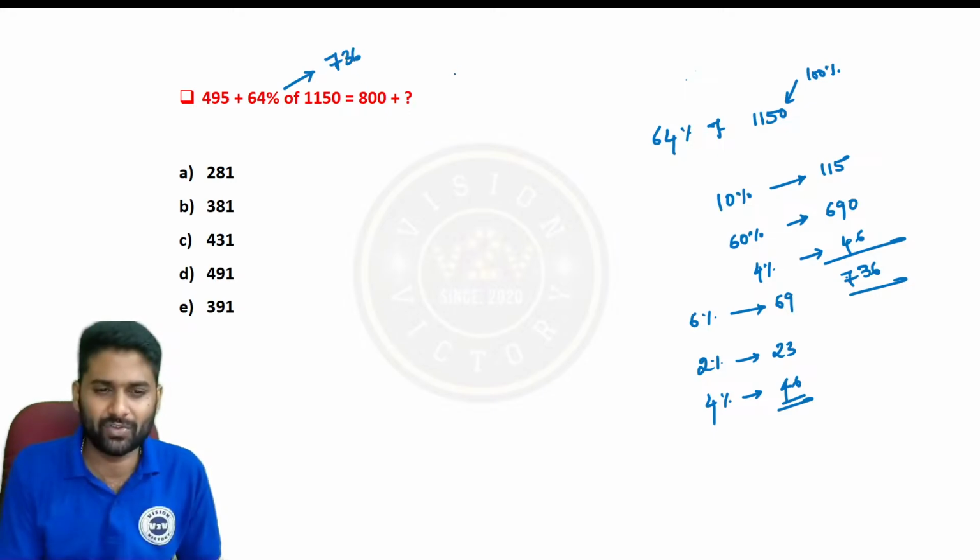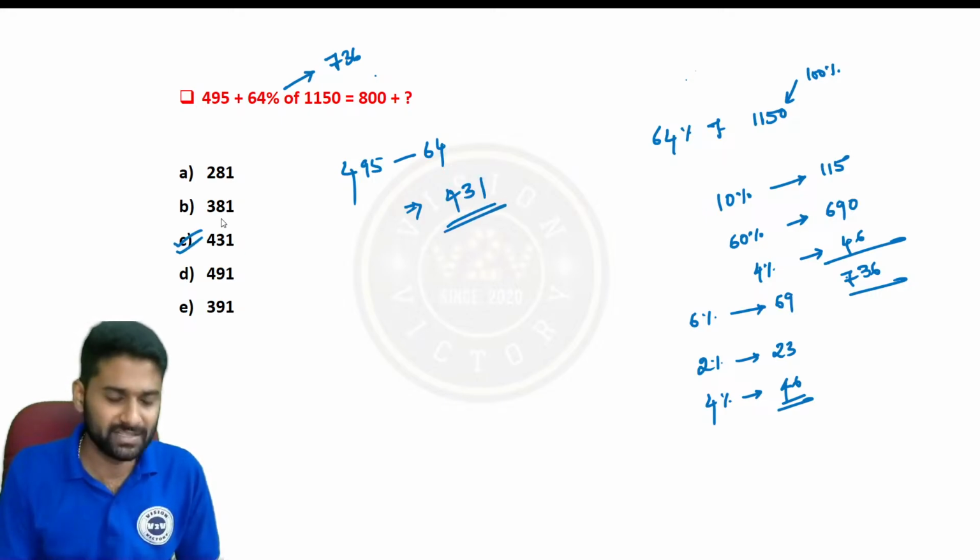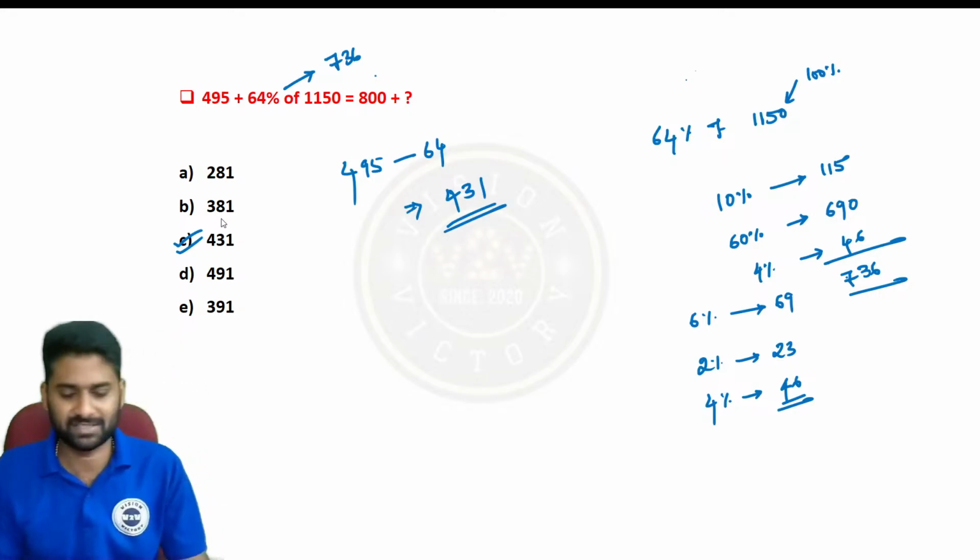Now guys, we want to find this value. If you subtract, how much of a difference can you see? 800 is greater than 736. Now finally the value becomes 495 minus 64. Here 9 minus 6 is equal to 3. So the total resultant is 431. 431 is the correct answer.